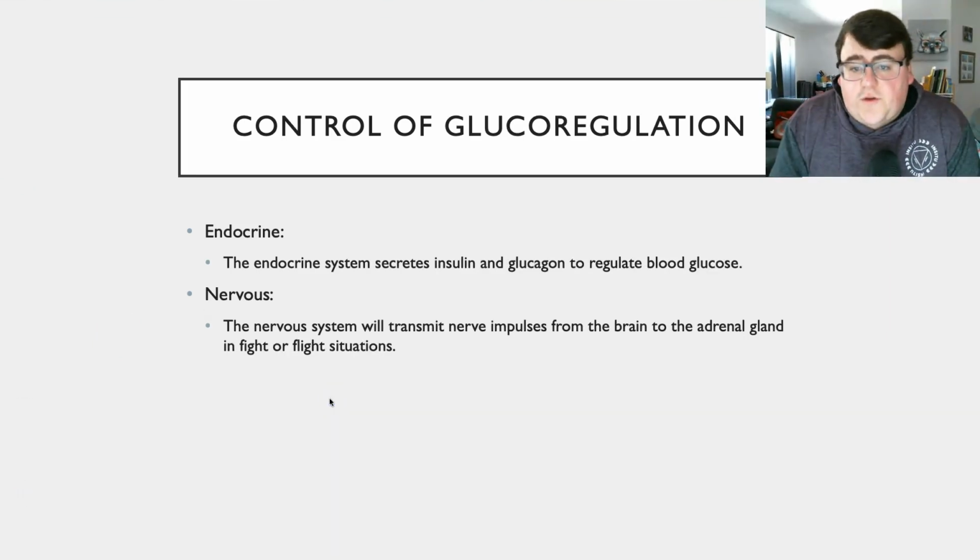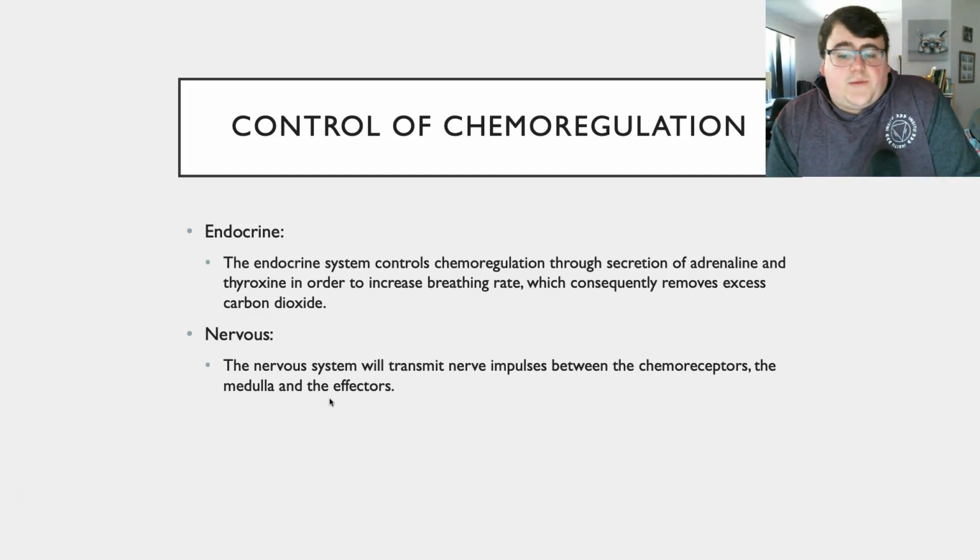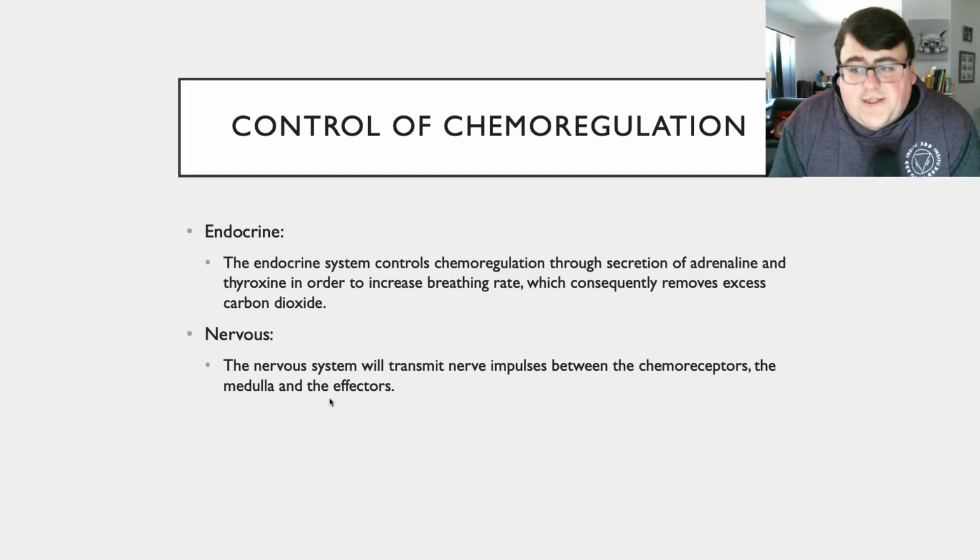Next up, we're looking at the control of glucoregulation. The endocrine system helps by secreting insulin and glucagon to regulate blood glucose, whereas the nervous system, again, is just transmitting nerve impulses from the brain to your adrenal glands only in fight or flight situations. Chemoregulation, this is another important one. The endocrine system controls chemoregulation through secretion of adrenaline and thyroxine, which increases our breathing rate. And if you increase your breathing rate, you're going to remove the excess carbon dioxide in your body. The nervous system, on the other hand, will transmit nerve impulses between chemoreceptors, the medulla, and the effectors, telling your body when to remove carbon dioxide through breathing rate, etc.